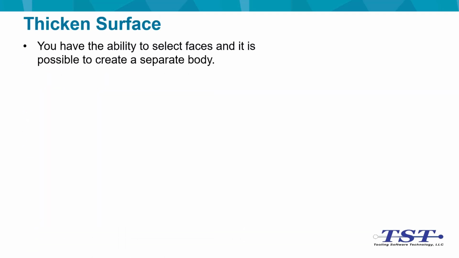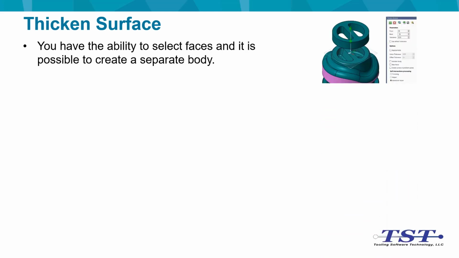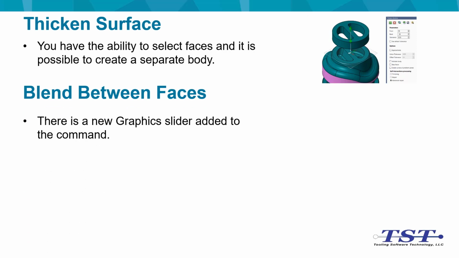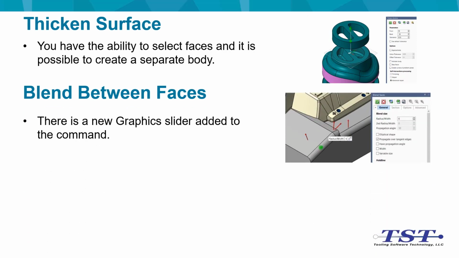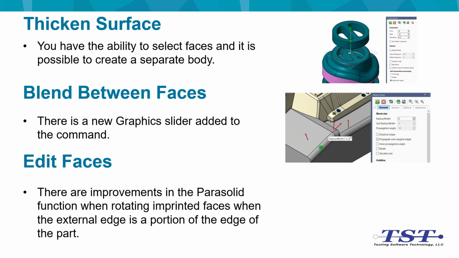Continuing on with thicken the surface, you now have the ability to select faces, and it's possible to create separate bodies, just like with extrude elements. And then within blend between faces, there's a new graphic slider within the command as well. And within edit faces, there have been some improvements with the parasol function when it comes to rotating imprinted faces for external edges.